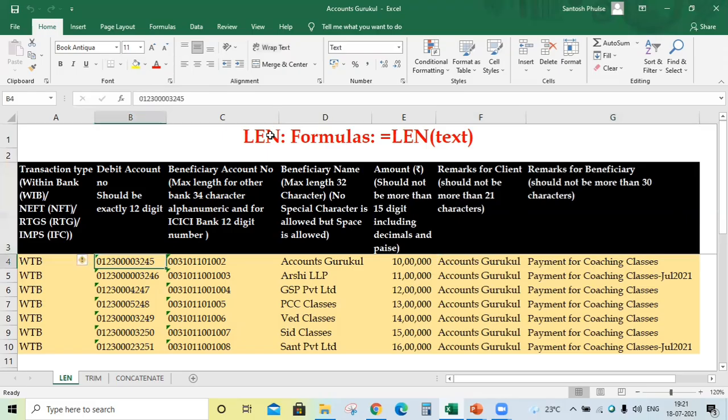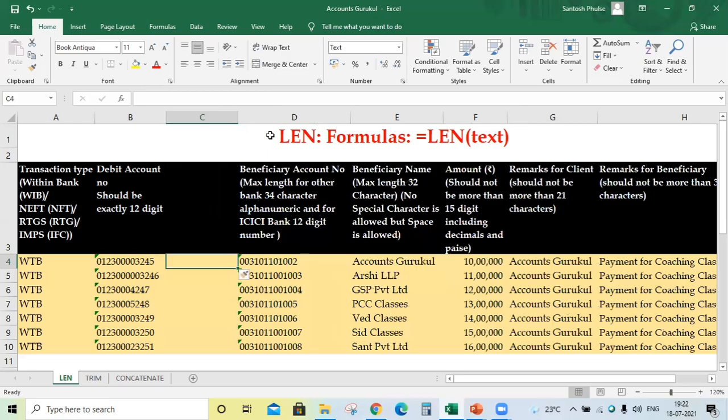Now we have to identify how many characters are in this particular account number. If we don't know the length formula, how are we going to do this? We have to count like this: 1, 2, 3, 4, 5, 6, 7, 8, 9, 10, 11, 12. We would have to use such a method to identify the length of the characters in this field. To avoid that, we have to use the length formula.